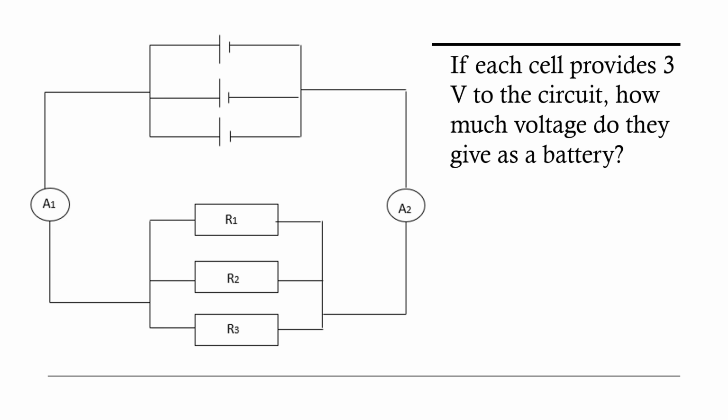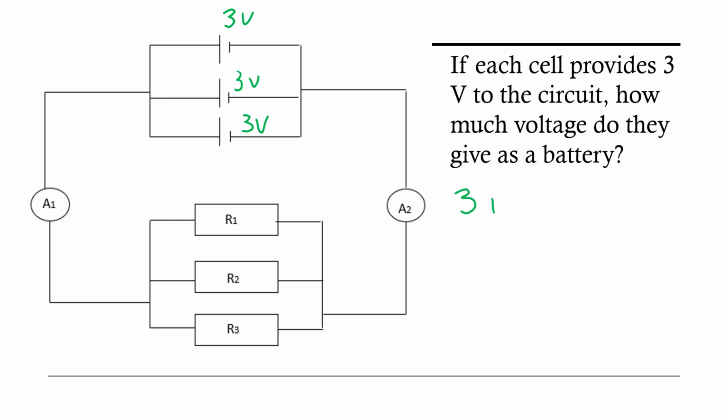Okay. So here it says if each cell provides 3 volts. So that means this is 3, this is 3, and this is 3. In series, we just added them together. We said 3 plus 3 plus 3 is 9, 9 volts, great for series. But parallel is not the same. A parallel circuit is a current divider. So we need to do a little bit more maths to be able to figure out what is happening. And this is the beauty of parallel. So you would think it's 9 volts.